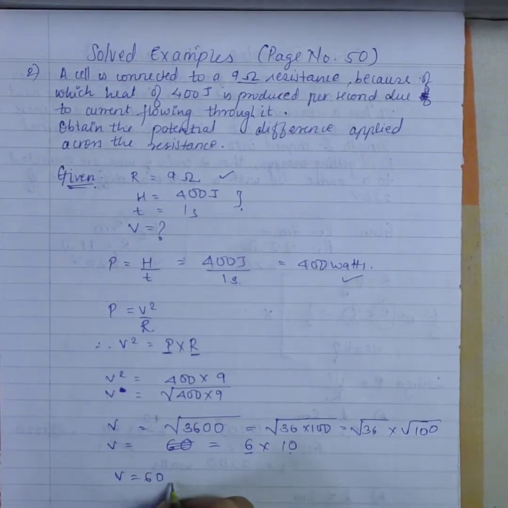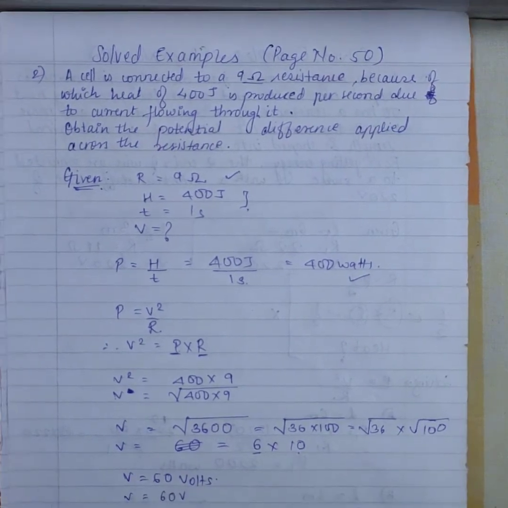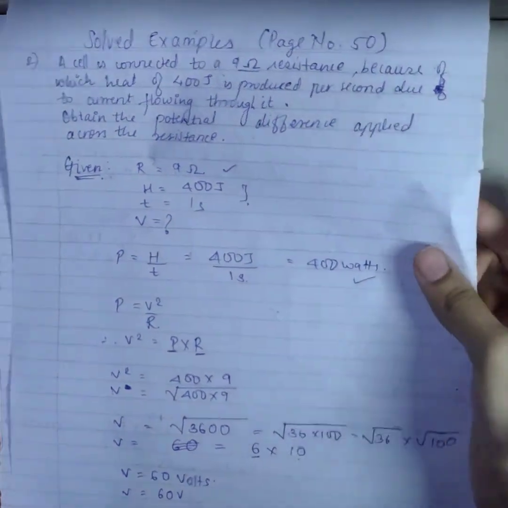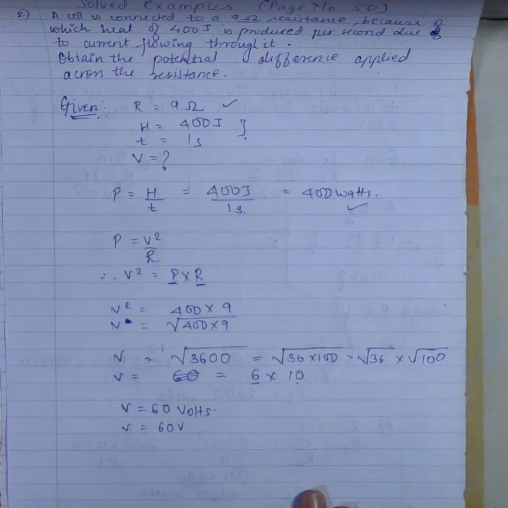And you know it is always volts. Or you can also write V is equal to 60 volt. Fine. So this is your entire second solved example that is given in your textbook on page number 50.